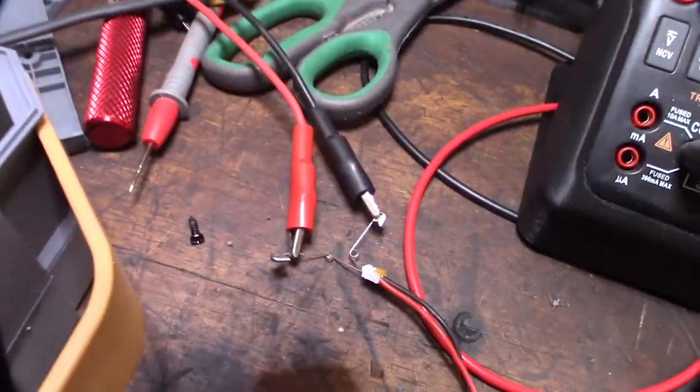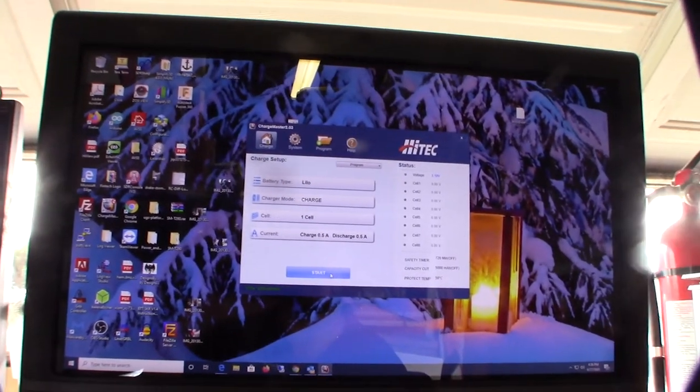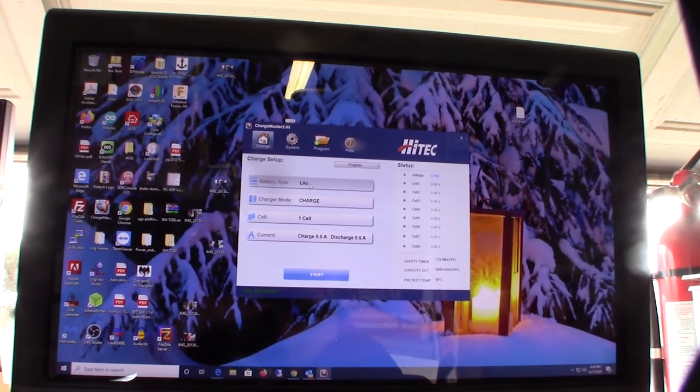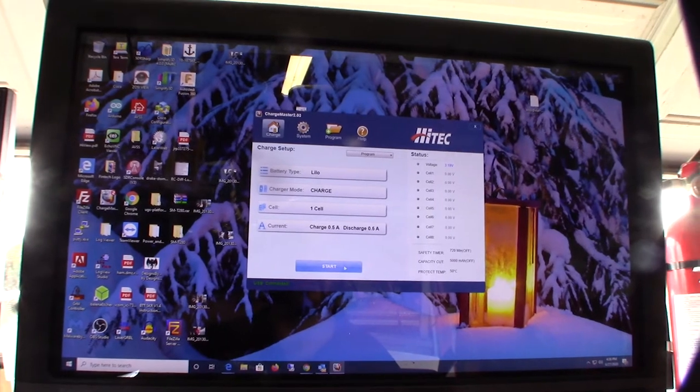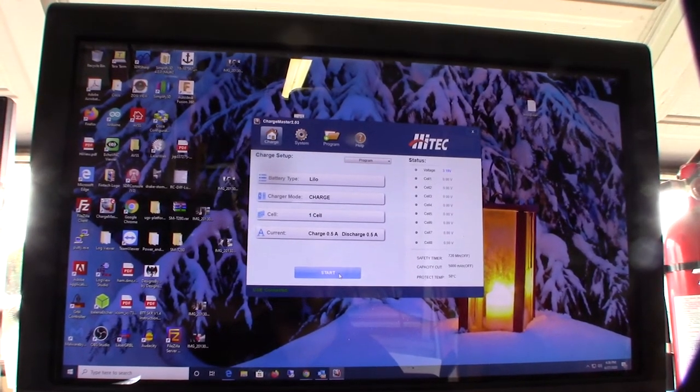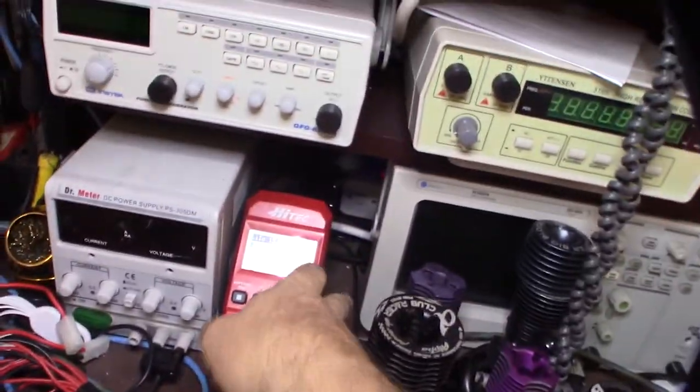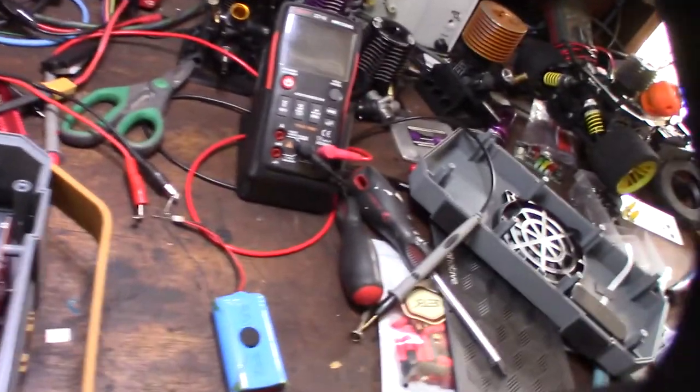Right, so I'm hooked to my leads right there. Come up to my high-tech software. And I'm going to lithium ion, charge, single cell, because if it's two cells, it'd be double the voltage. Half an amp. Alright, so I decided to go back down from half an amp to 200 milliamp just because I don't know these cells and I don't want to overheat them.